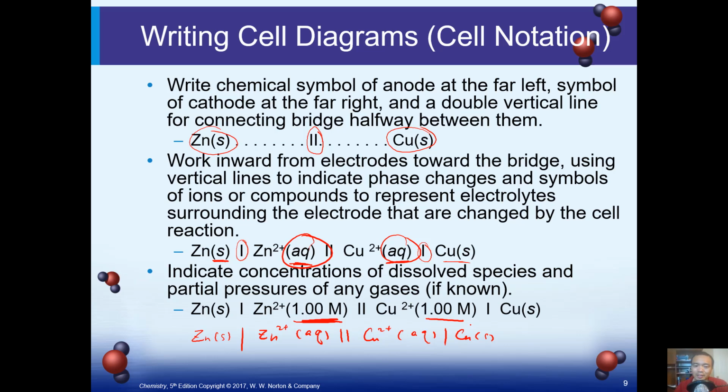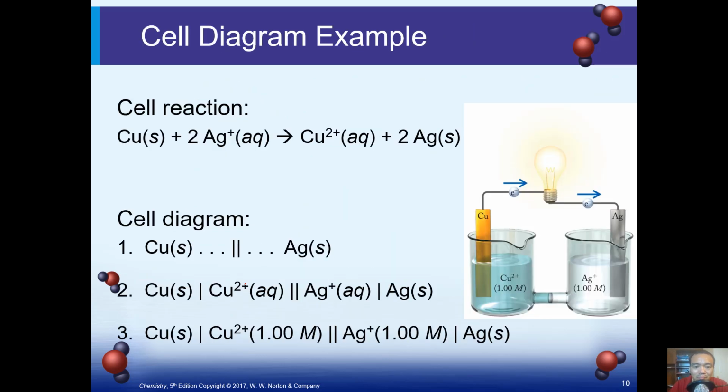So let's summarize this. The double vertical line indicates the salt bridge, and the single vertical line indicates the phase boundary. And you can use aqueous, AQ, in the parentheses to indicate the solution. You can also indicate the specific concentration in the parentheses. So consider the redox reaction in a schematic electrochemical cell shown in this figure.